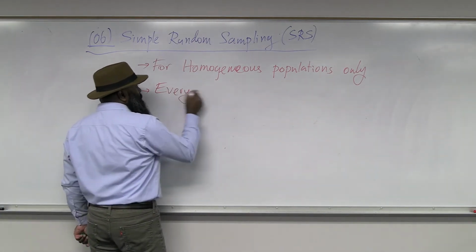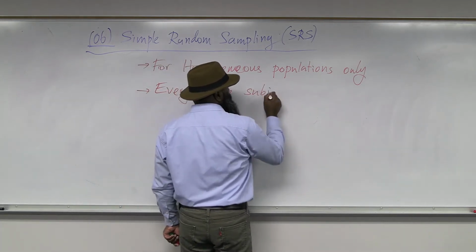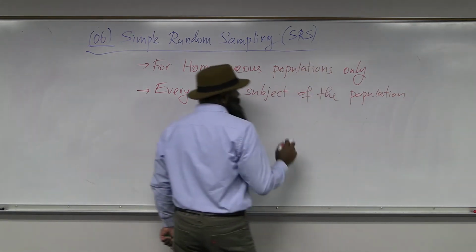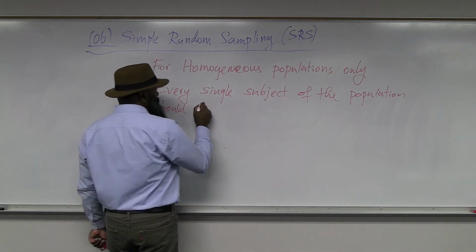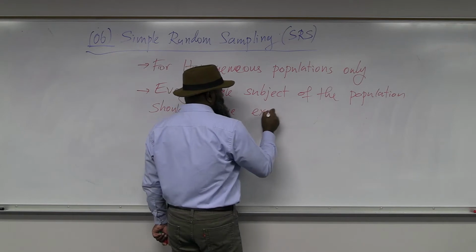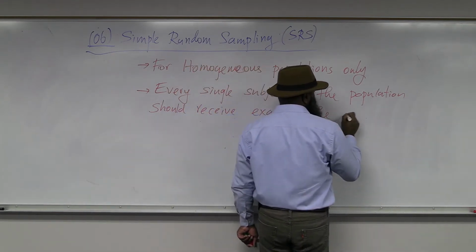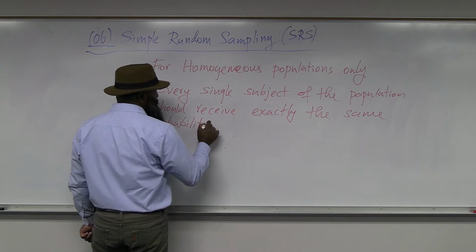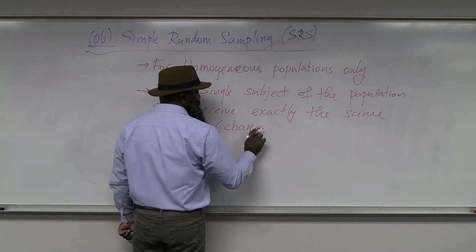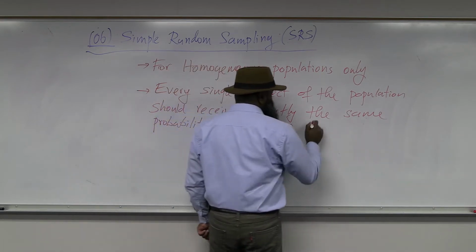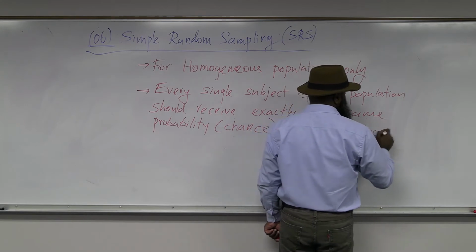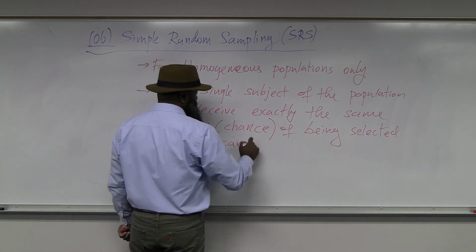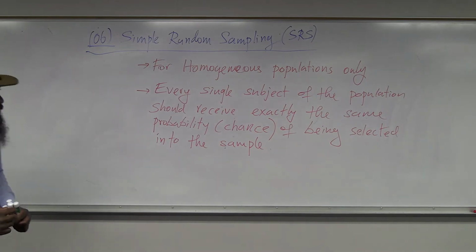Every single subject of the population should receive exactly the same probability, which can also be written as chance, of being selected into the sample. So how do we ensure that?